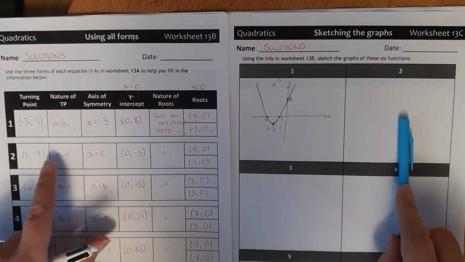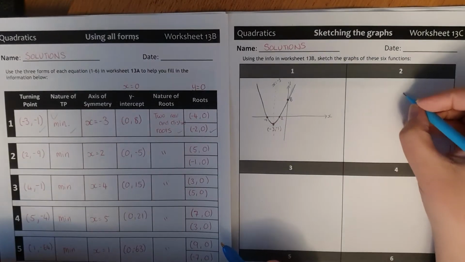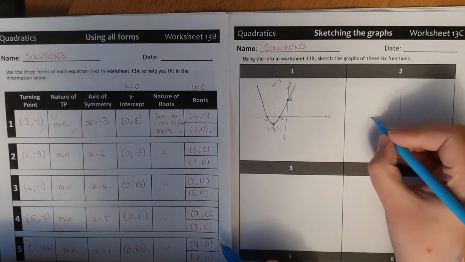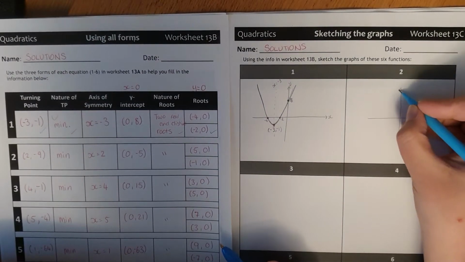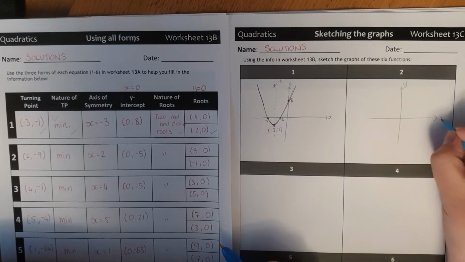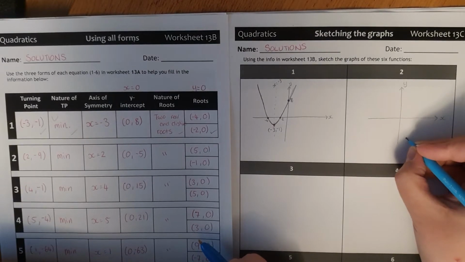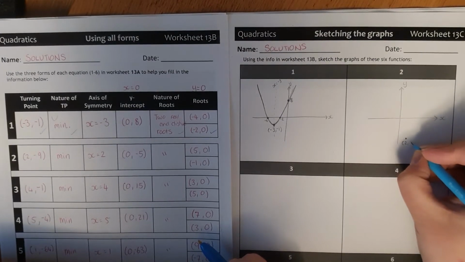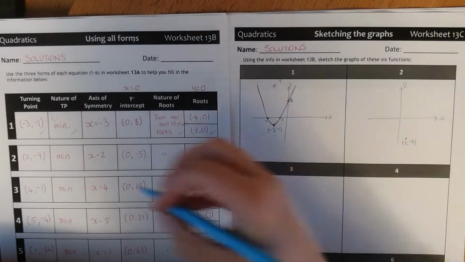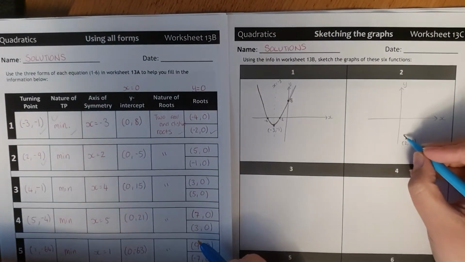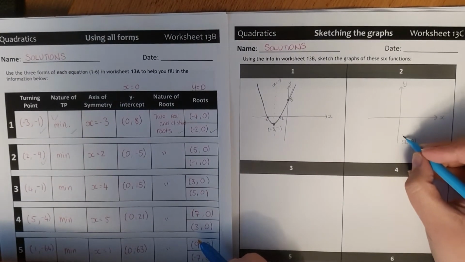Equation 2, you're looking for all the details here. So again, set out my axes. Never quite know how much you can ever use of either. Make sure they're always labelled x and y. So 2 along, -9. So 2, -9, let's just say that's about there. Always label it. So I'll do that one. It's minimum, which means it's happy shaped through that point.